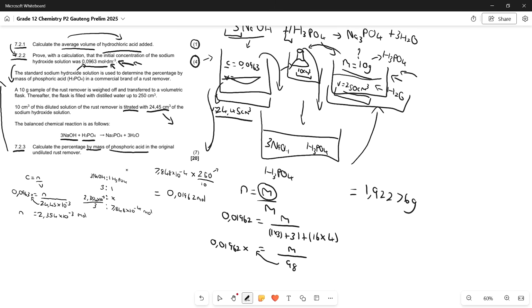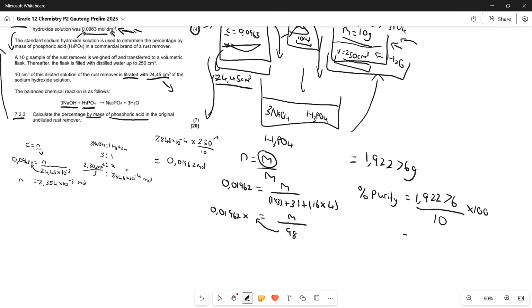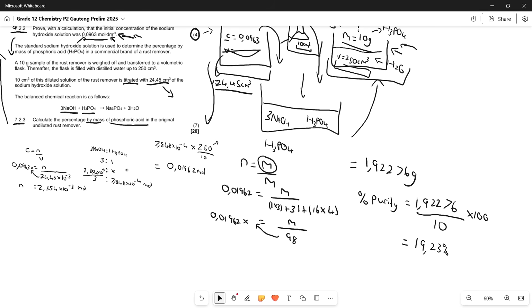which means that the last step in the chain is to calculate the percentage purity by mass of phosphoric acid in the original undiluted rust remover, and all we have to do is write percentage purity equals 1.92276 divided by the impure sample size, which as we mentioned was 10 grams over there, and then multiply that by 100. And if we go ahead and type this in our calculator, we'll get 19.23% over there. That is the percentage purity of the phosphoric acid in the original undiluted rust remover.